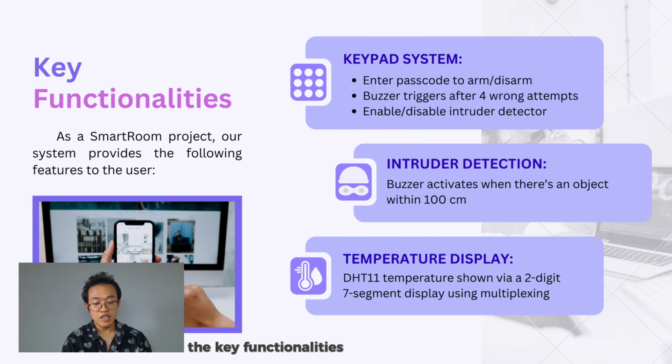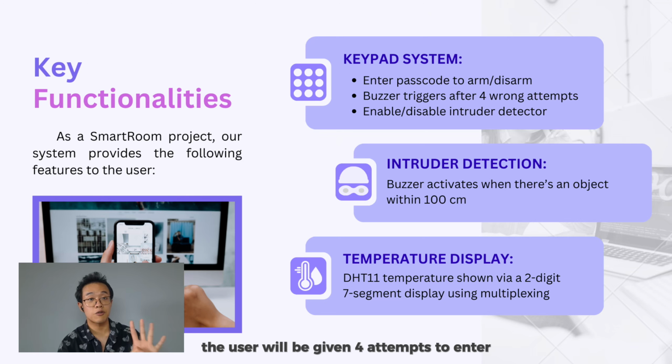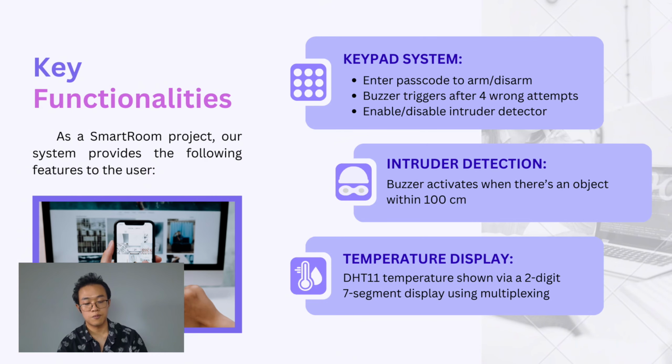The key functionalities of our project include the keypad, like I said, for a security system that allows the user to arm or disarm the lock. The user will be given 4 attempts to enter the correct passcode. Failing to do so will sound the alarm. After the alarm sounds because of the incorrect attempts, the only way to shut off or disarm the alarm is to enter the correct code.